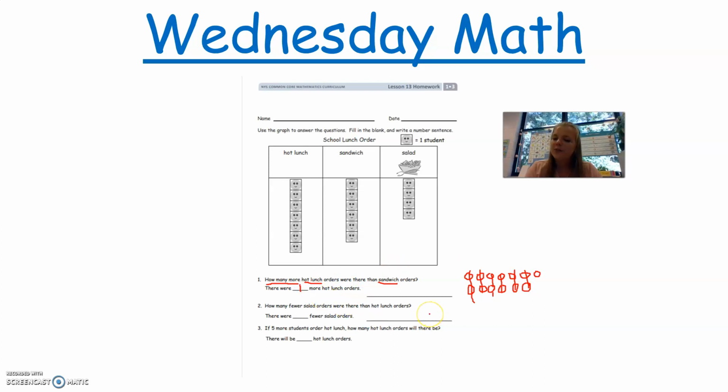How can I make this a subtraction sentence? So I start with your bigger number, which was 7. So 7 for hot lunch. Take away how many for sandwiches? 6. And how many did I have left over? So that equals 1. Perfect.